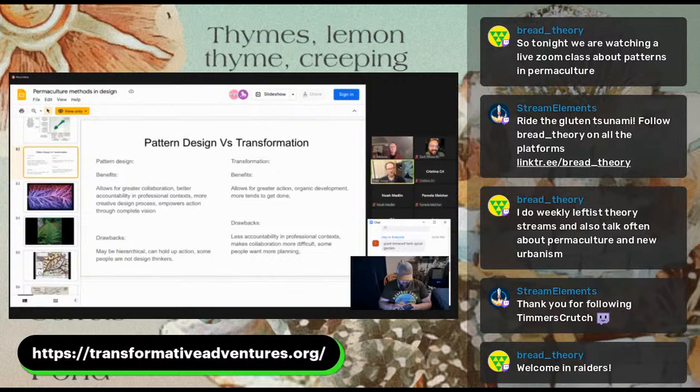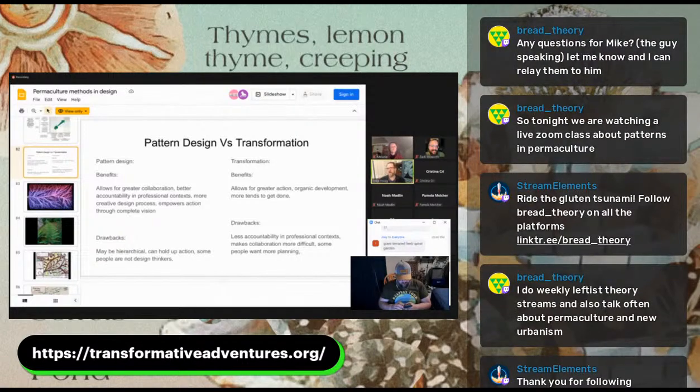If you're doing a group project, having some amount of design allows us to communicate, well, this is my plan, this is my vision. I want to have an herb spiral here, I want to have a vegetable garden here, I want to have a pond here. What do you all think about this? So having a design allows for better accountability in professional context, more collaboration, and a more creative design process. There are the drawbacks we talked about. It can be very hierarchical. It can be a thing where someone is like, I'm the designer, this is my plan. So there are pros and cons of both approaches.